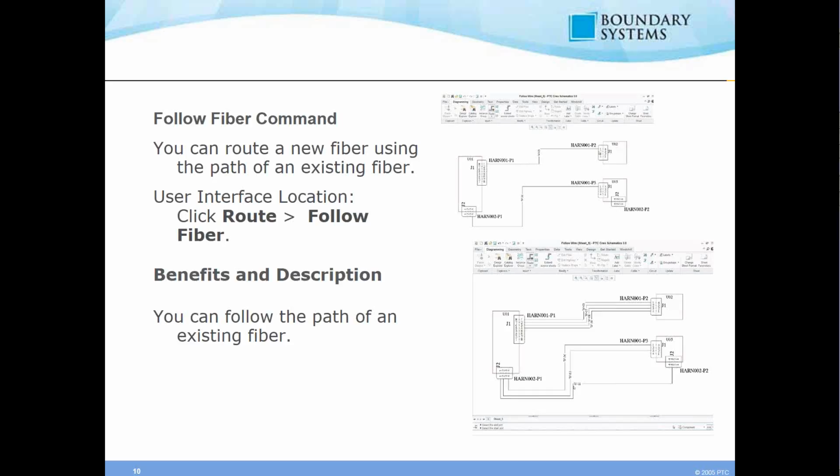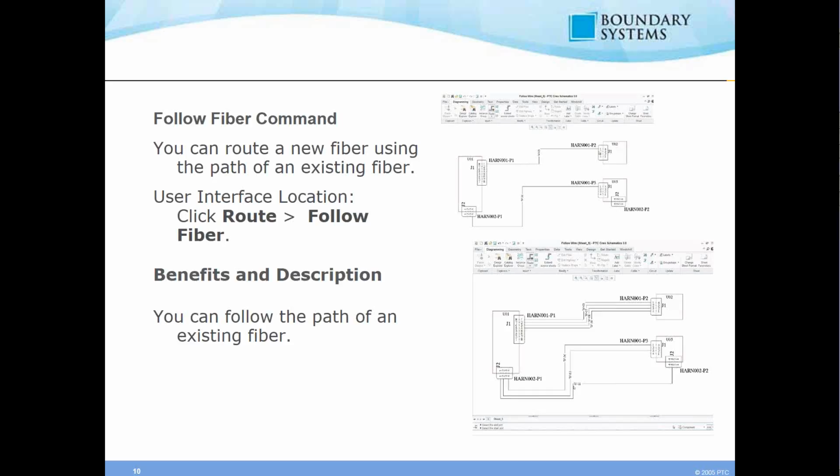So you can follow the path of an existing fiber, and there you can see in the image a before and after image of the two harnesses associated with those components. As I'll show you in the demo, you click route and then follow fiber, select the fiber you want to follow, and then select the start and end ports, and continue following the fiber for as many ports as you like. To exit, of course, you can right click and select exit.